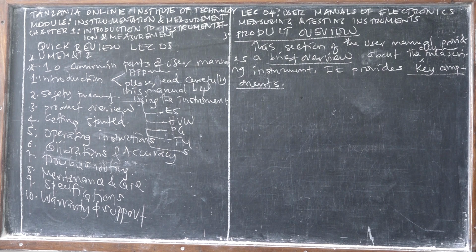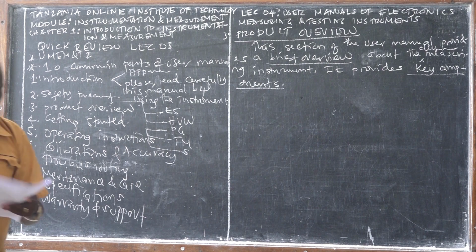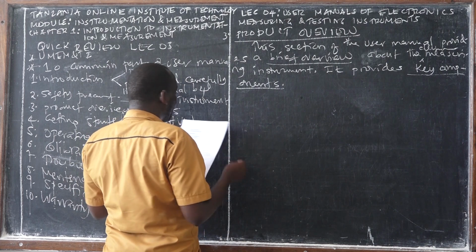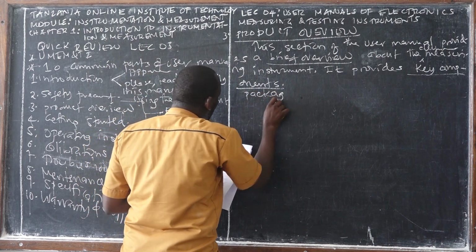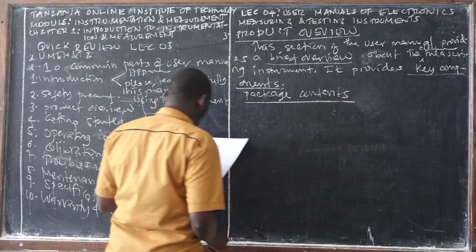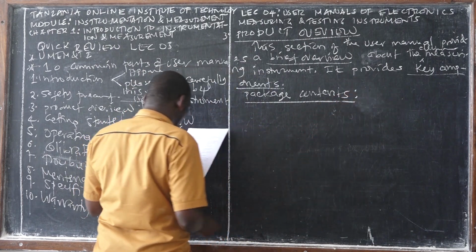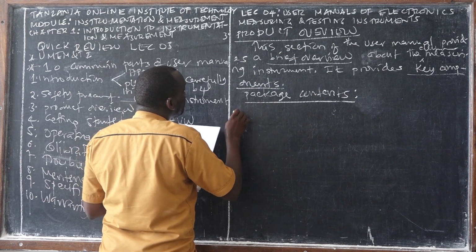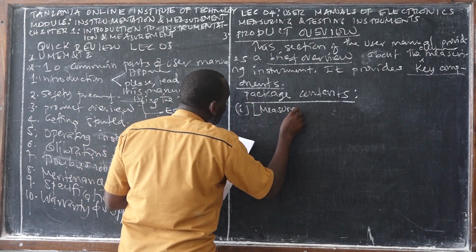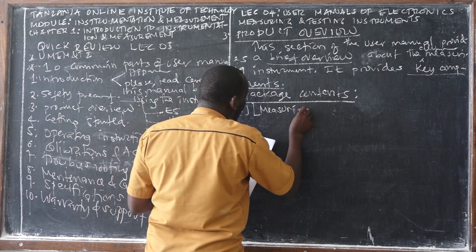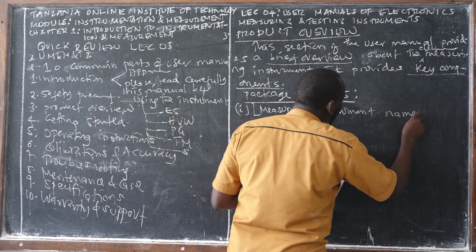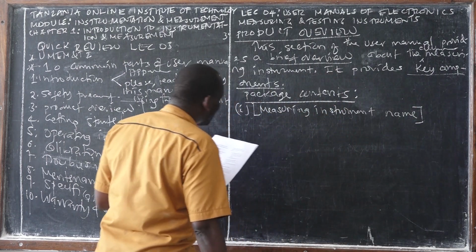Okay, so let us check some parts of the product overview. The first thing is the package contents. In most user manuals you'll find a part written package contents. In the package contents, what do you expect to find? Number one, you expect to find the measuring instrument name. Say measuring instrument name.